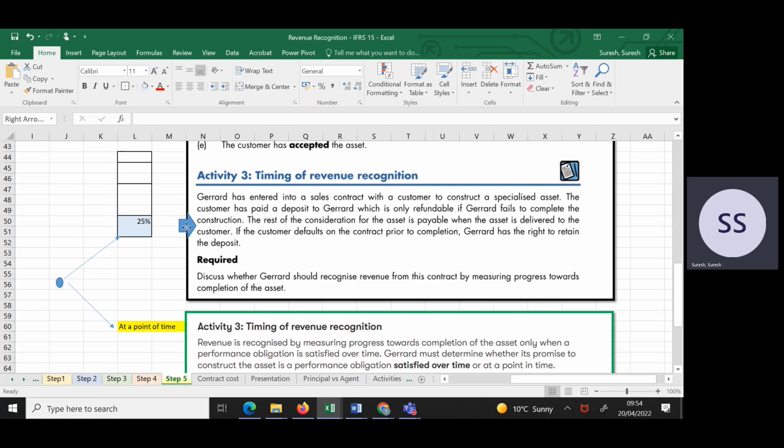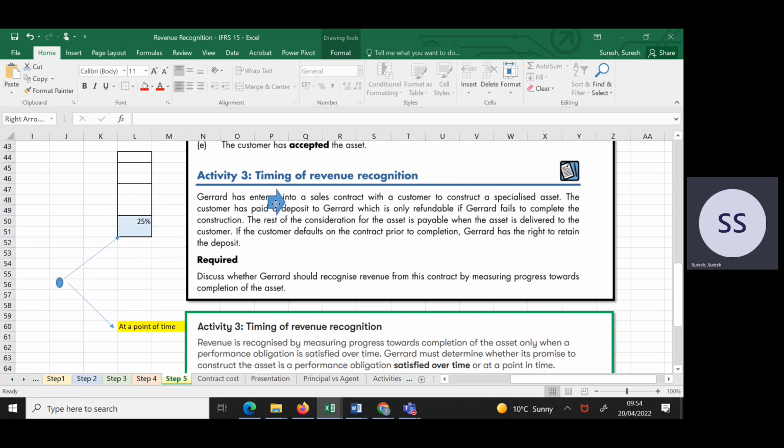So this particular sentence is giving you a clue. What does it mean? If you just read from Gerard's point of view, Gerard would have no entitlement to this deposit until and unless he completes the construction. That means the chair with the three legs. Only once he completes the construction of that particular chair can he touch this deposit, right?